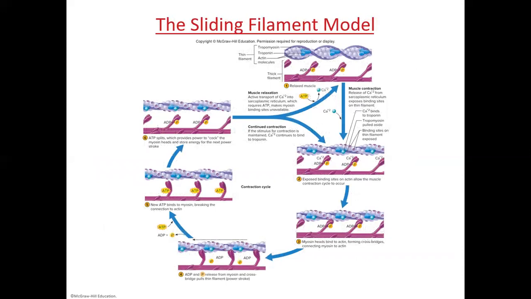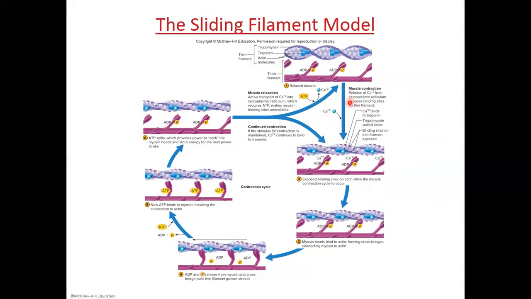So here's the sliding filament model. It's a cycle. So the first step, I'm going to start here when the muscle contracts, is the muscle fiber will have received a stimulus from a nerve, and that stimulus caused calcium ions to be released. This is a calcium ion. It has a +2 charge.